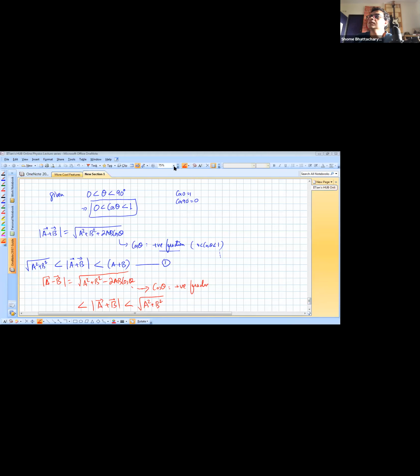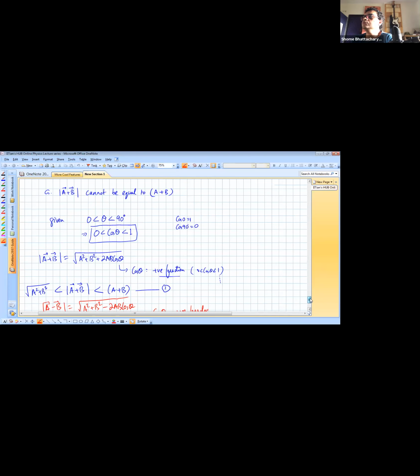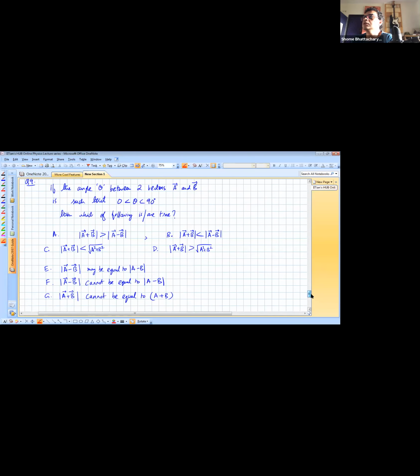So let's take a recap of the whole question. The original question was that this was the condition given to us, that we have two vectors such that the angle between them is greater than 0 but less than 90. And then we have to mark out all these options which have to do with the relationship between mod of a plus b with respect to mod of a minus b, and the individual relationship of a plus b with root of a square plus b square, and the difference and the sum and all these things.